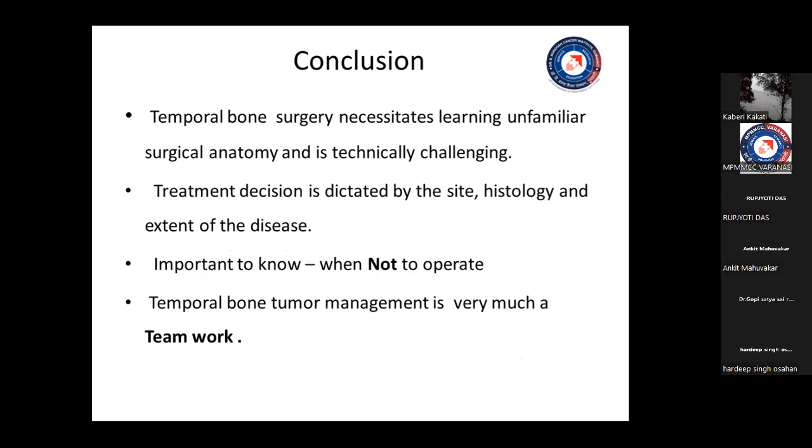So coming to the conclusion, temporal bone surgery necessitates learning unfamiliar surgical anatomy and is technically challenging, and hence a working knowledge of the normal as well as variant anatomy is quite important for proper disease clearance. The treatment decision is dictated by the site, the histology, and the extent of the disease. It's also equally important to know when not to operate in order to reduce the morbidity related to surgery.